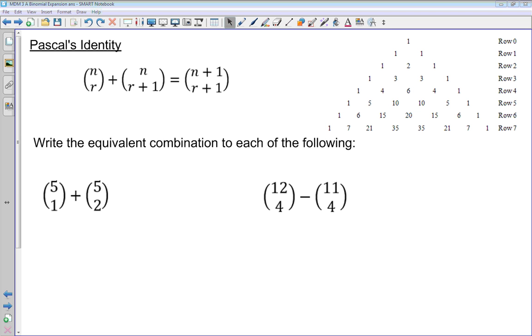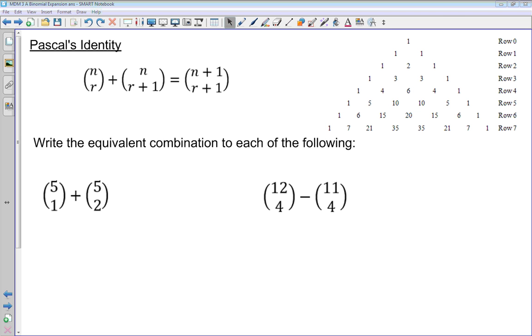What you need to be able to do is use it to do things like the questions that I've written down here. It's also good to understand what it means a little bit. So here's a typical question: write the equivalent combination to each of the following. They give us 5 choose 1 plus 5 choose 2.